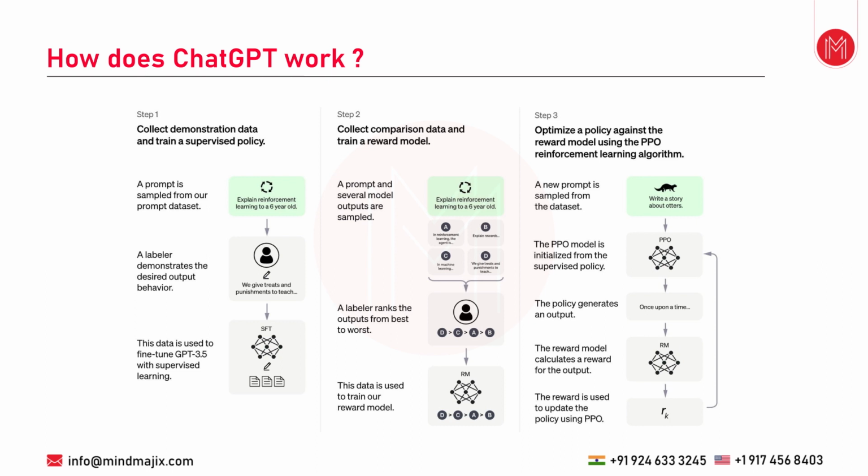The next step is to collect comparison data and train a reward model. So a prompt and several model outputs are sampled, and then again the labeler ranks the outputs from the best to the worst. After this, the data is used to train our reward model. And the third step is to optimize a policy against a reward model using the PPO reinforcement learning model. So guys, these are the three steps in which ChatGPT works.